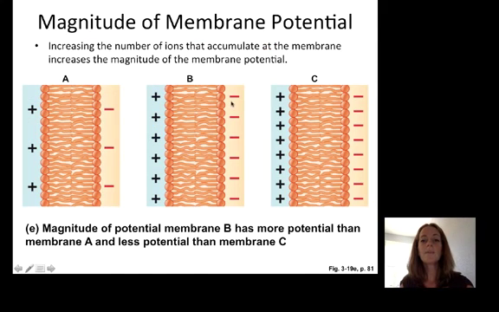So the increased number of ions that accumulate at the membrane will increase the magnitude of the membrane potential. So bigger differences, bigger membrane potential. Again, we would calculate the technical specifics of this using the Nernst equation, which you guys don't have to worry about. We're just going to give you some values, but we want you to understand where these values come from.